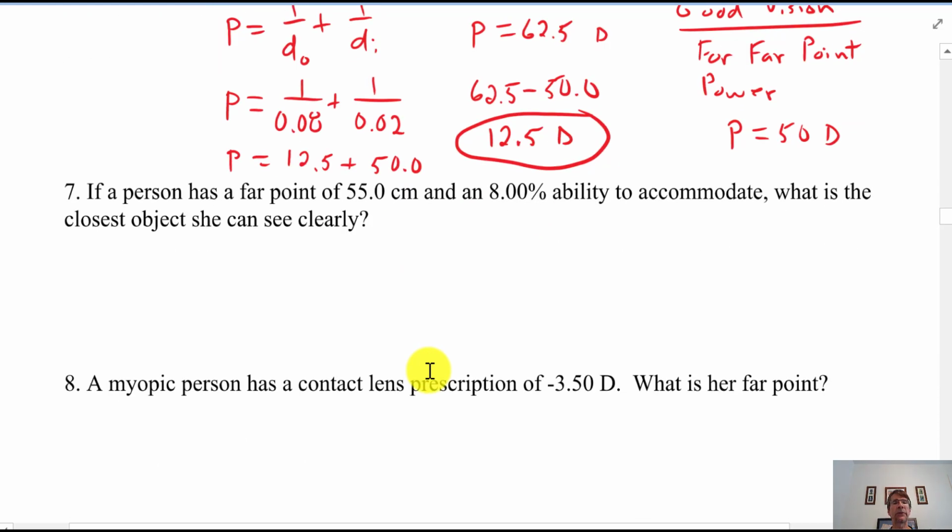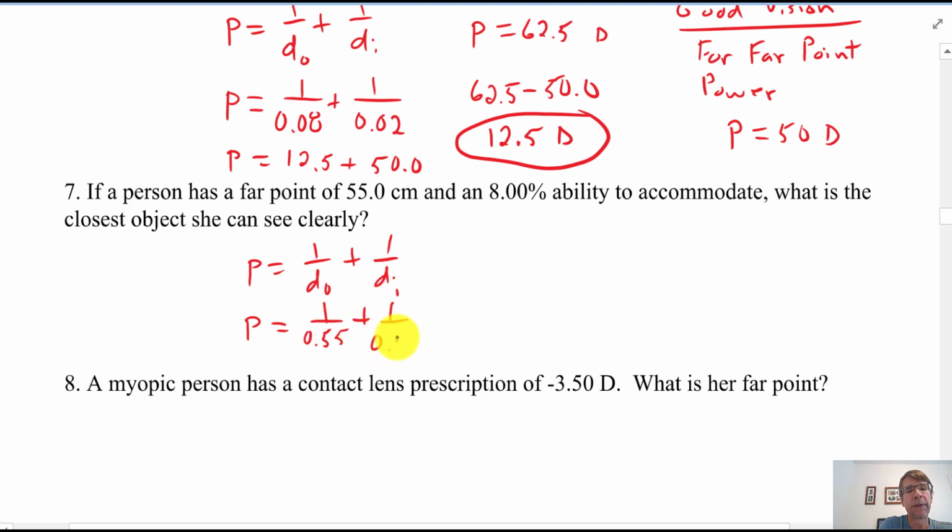Okay, if a person has a far point of 55 centimeters and an 8% ability to accommodate, what is the closest object you can see clearly? Once again, this is pretty much a straight plug-in to the equation, P equals 1 over d sub O plus 1 over d sub I. But it's a couple-step problem. They have a far point, so that's a faraway object. So 1 over 0.55 plus 1 over 0.02. You're using your eye just without a corrective lens.